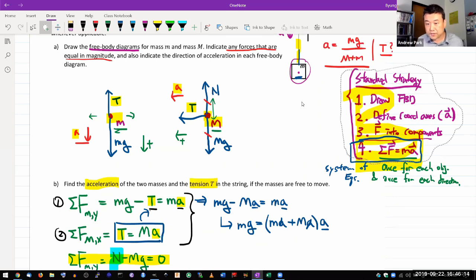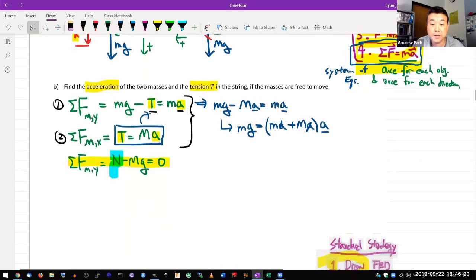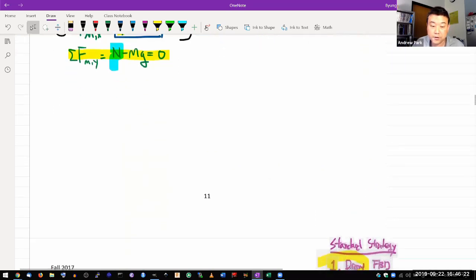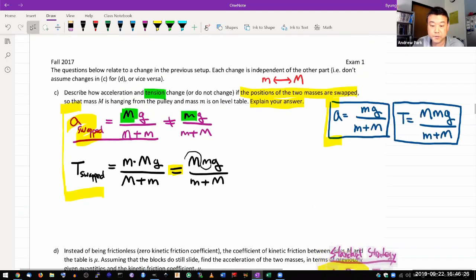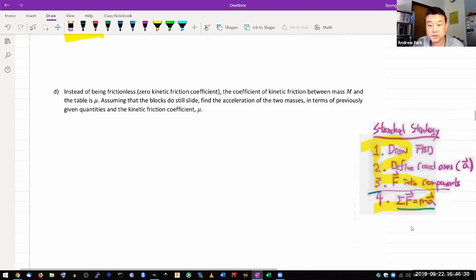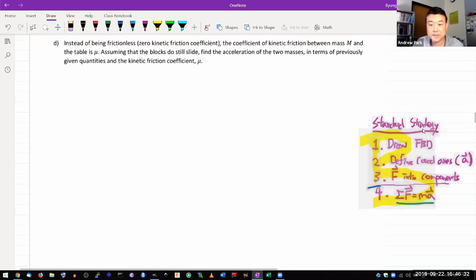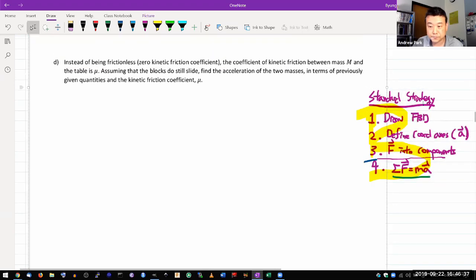Part D, because you've done it once already, I expect you to just do it on your own and not guide you through those steps again. But whether the question guides you through these steps or not, what you do doesn't change. You are still following the standard strategy. You're still doing the thing that makes sense to do when you're doing a force question.